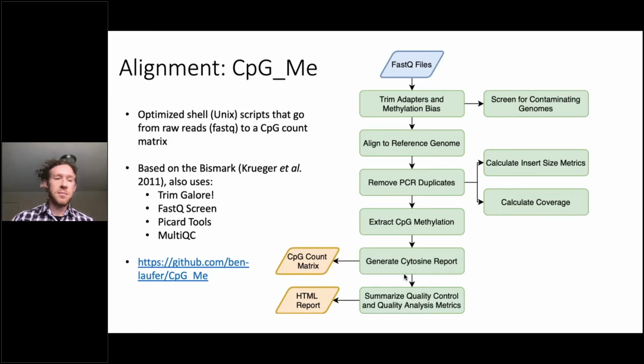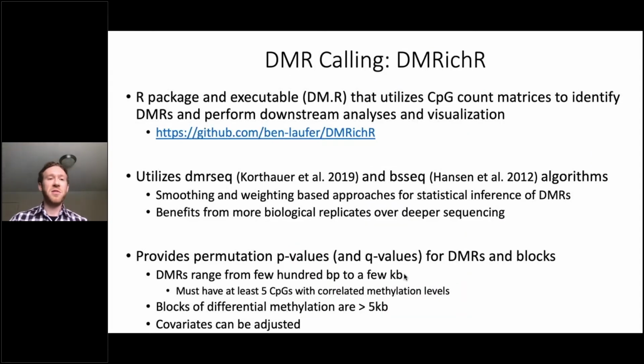For DMR calling, we use DMRichR, which is an R package, but also an executable that accompanies it. And it utilizes these CpG count matrices from CpGme to identify DMRs and perform the downstream analyses and data visualization. And it largely utilizes two algorithms, which are dmrseq and bsseq. And these are smoothing and weighting-based approaches for the statistical inference of DMRs. And this is what really enables low-coverage WGBS. And these approaches really benefit from more biological replicates over deeper sequencing.